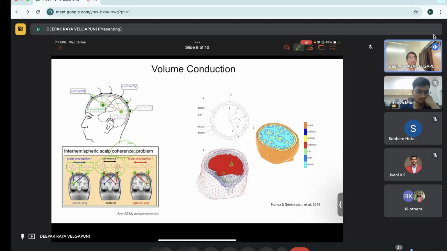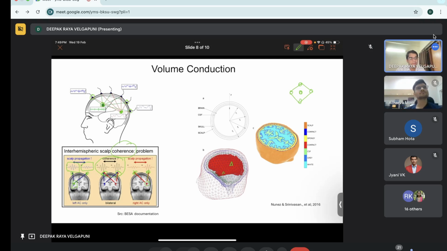minimize the effects. So there are techniques to minimize this. It's called current source density. What they do is take the difference between neighboring electrodes and subtract that signal. Let's say you choose one electrode and there are 4 neighboring electrodes. You take the average of these and subtract it from this electrode. So that will make the sources more orthogonal. We will discuss that in more detail, but yes, there are a few techniques.